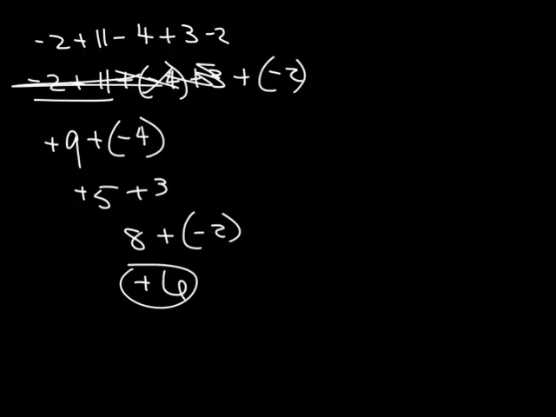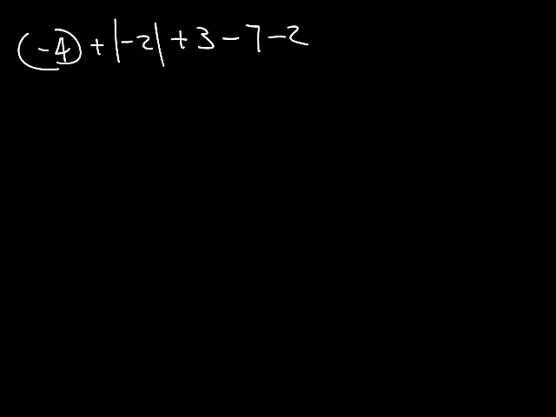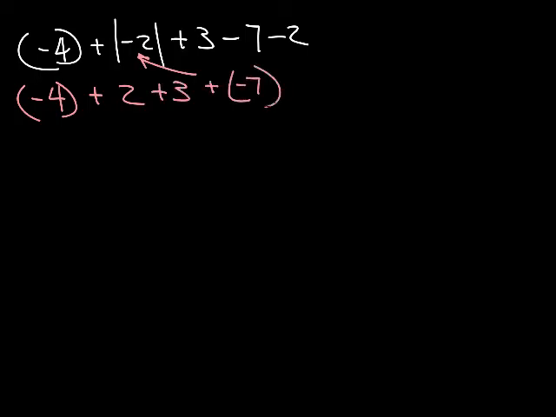Now let's look at example 6.7, negative 4 plus absolute value of negative 2 plus 3 minus 7 minus 2. Alright, so let's go. Negative 4 we'll leave just like that. Absolute value of a negative number is always its positive, so I don't even need a parenthesis there, do I? Change that to plus negative 7, change that to plus negative 2.